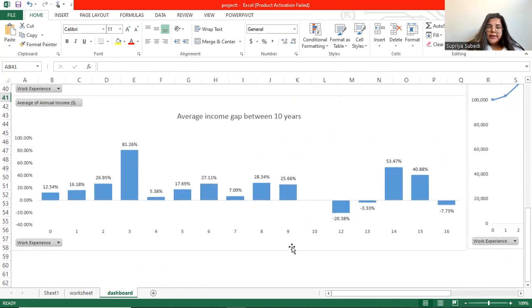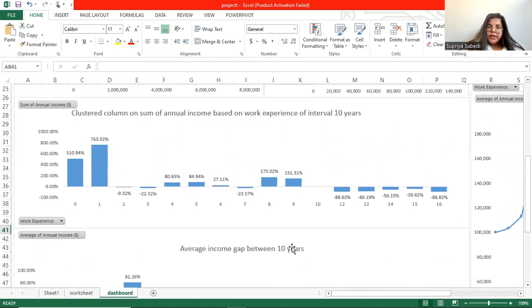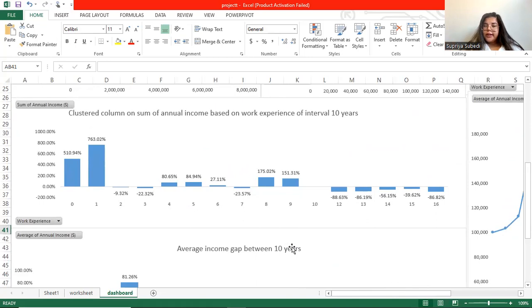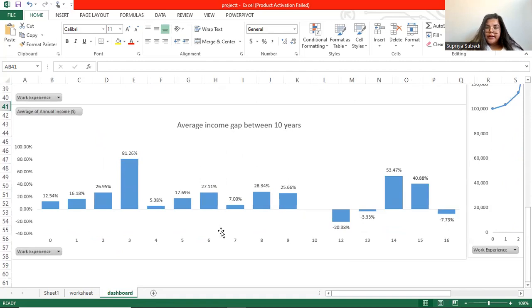So for the cluster, we can also see the same information in the cluster column of sum of annual income based on the work experience at an interval of 10 years. Here we can see the highest is within the 1 year, which has 763.02%, and the rest we can see are all in the negative. Here you can see in 2 years it is minus 9.32, in 3 years minus 22, 7 minus 23, and so on.